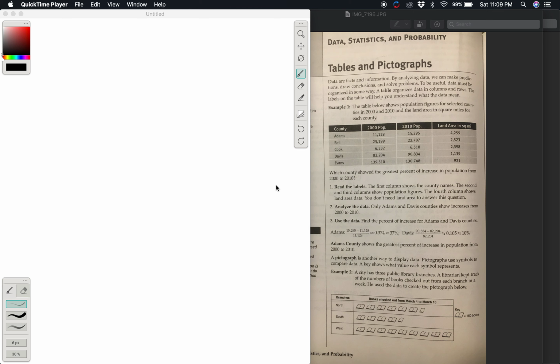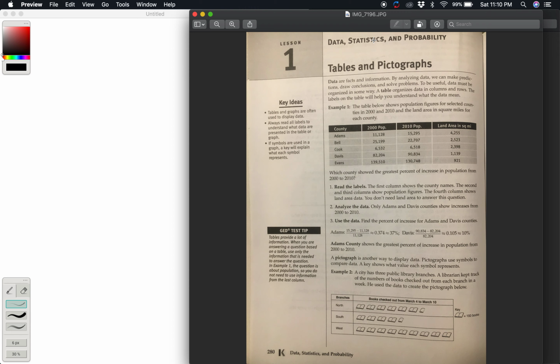Alright guys, welcome to another lesson here. This is, I believe, lesson 25, and it is data, statistics and probability, tables and pictographs.